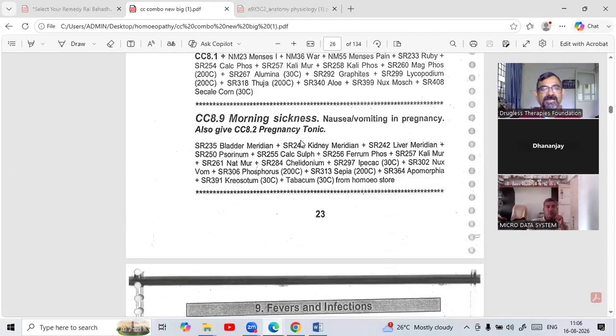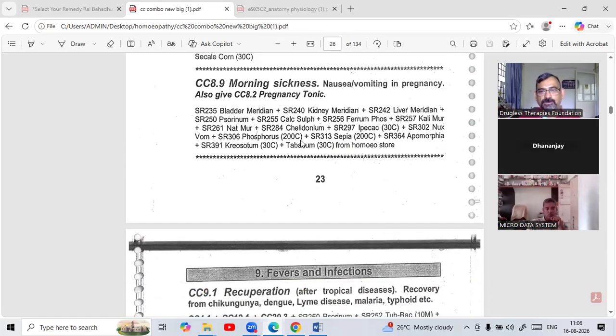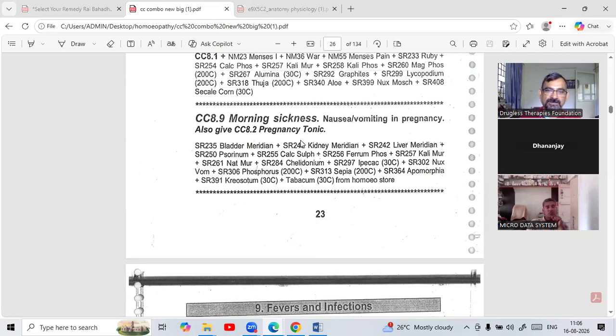Morning sickness in pregnancy, it is given along with the pregnancy tonic, specially for nausea and vomiting. Some people already have confidence in you that this is drugless therapy, which can only do good, because only positive thoughts are there in this. So like that, you can suggest, take the permission, and then suggest.